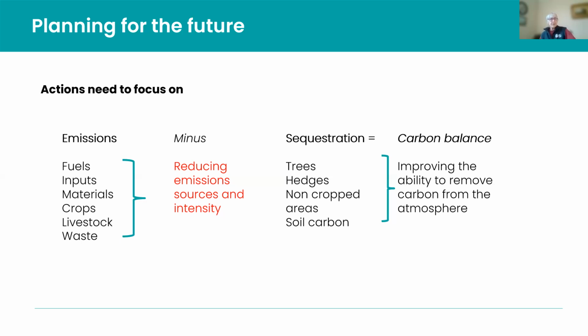But then on the positive side, the sequestration that's possible on many farms is huge. And it's effectively coming from trees. In the UK, it's coming from hedges. It's coming from non-cropped areas, which have good cover, and coming from storing, removing carbon into soils. And overall, that will lead to an improved carbon balance and improving the ability to remove carbon from the atmosphere.